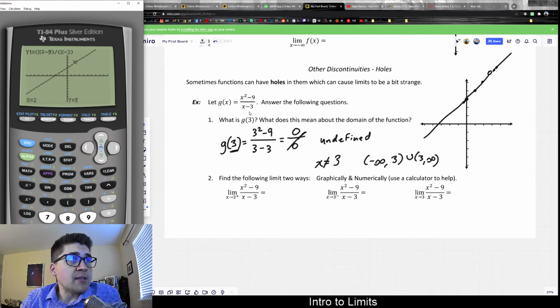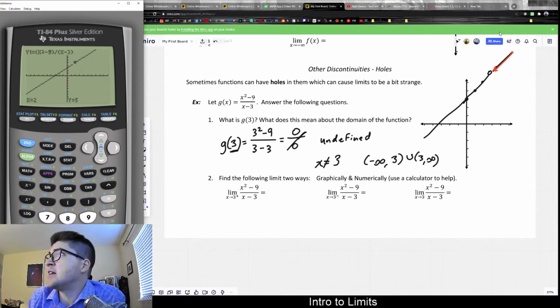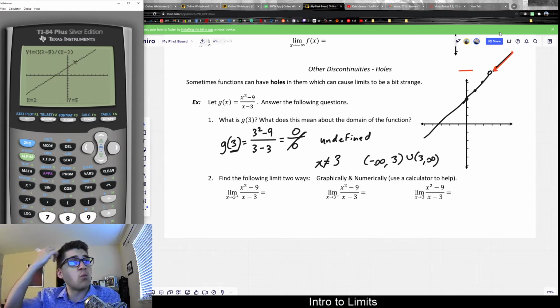But let's see what happens if we look at the limit. Because while the value of the function is defined, it doesn't mean the limit doesn't exist. So looking at the right-hand limit, it says find it two ways, graphically and numerically. If we look at this function from the right-hand side, it appears as though it's headed towards 3. Well, not 3, but remember, with the limit, you always give the y value.